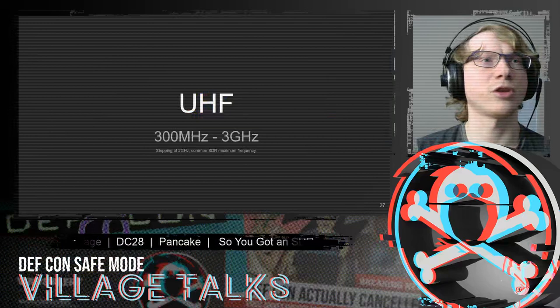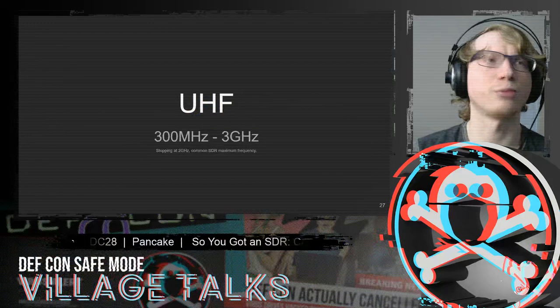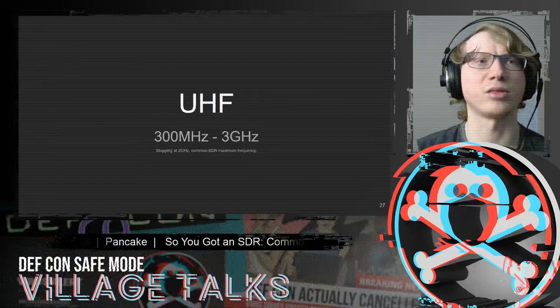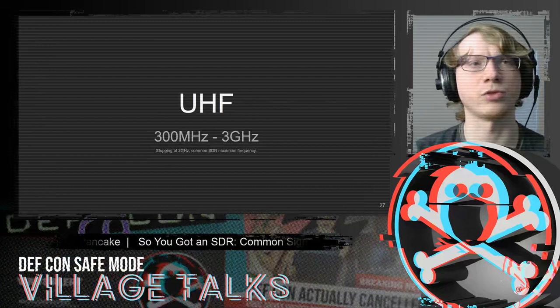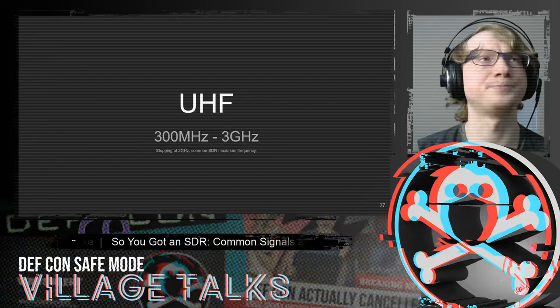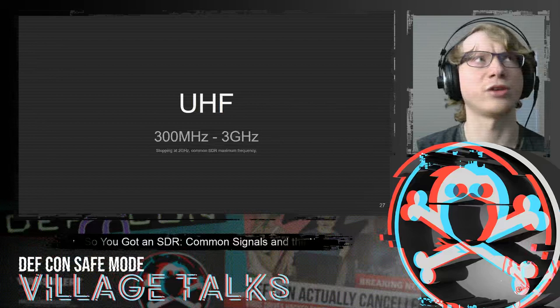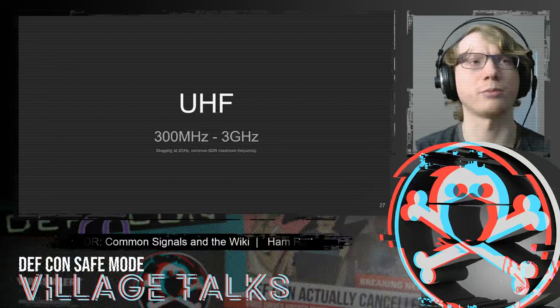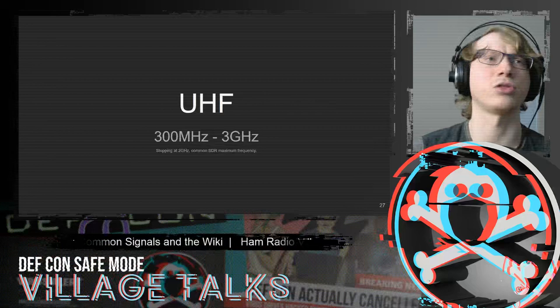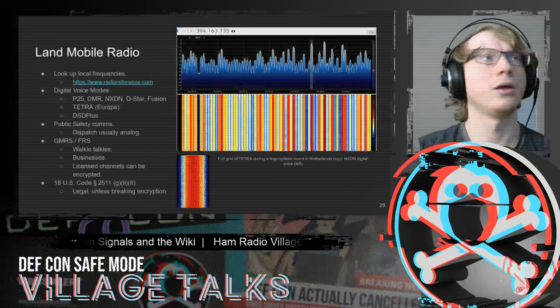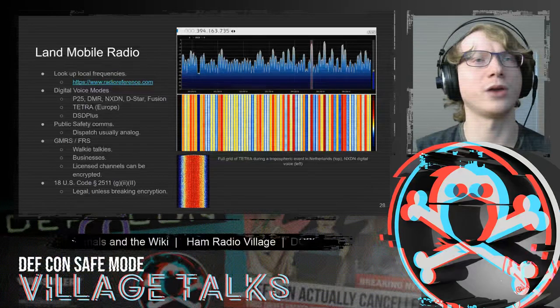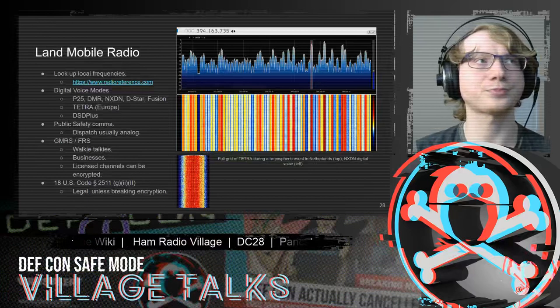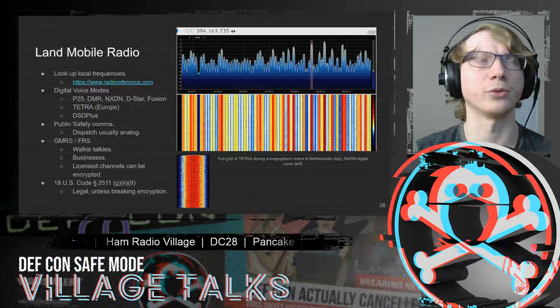And we've reached UHF, which is 300 megahertz to 3 gigahertz, but I'm stopping at 2 gigahertz because that's the general maximum frequency that a lot of common SDRs use. And in UHF, there's no longer anything to do with the ionosphere. You end up with tropospheric propagation, which is very complicated and has to do with air density. And most of UHF is for LMR, land mobile radio stuff, which you need to look up your local frequencies for.